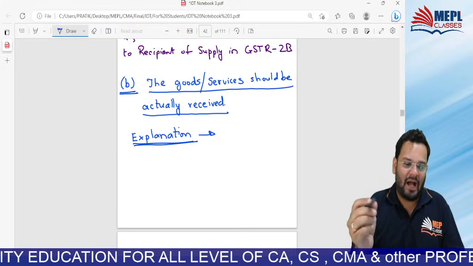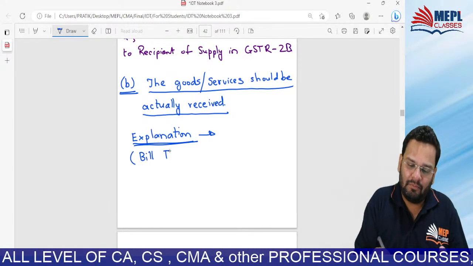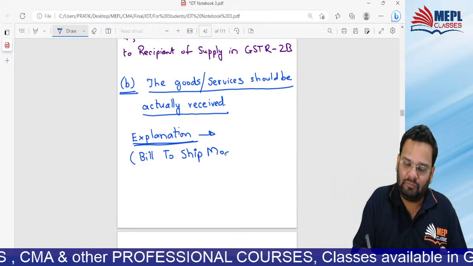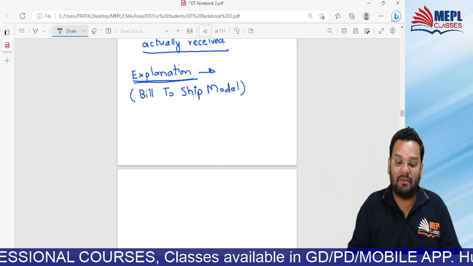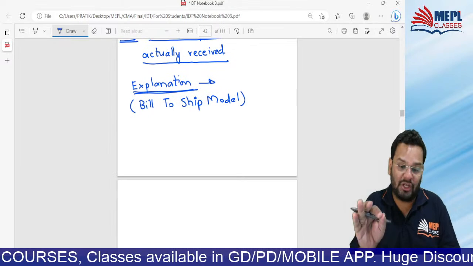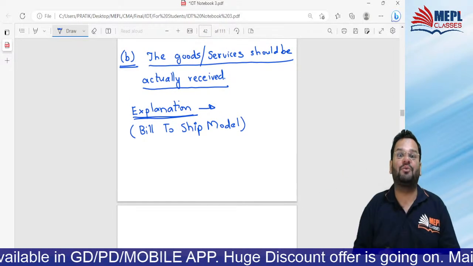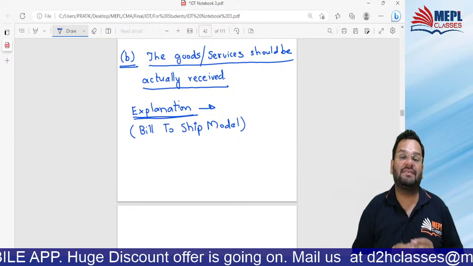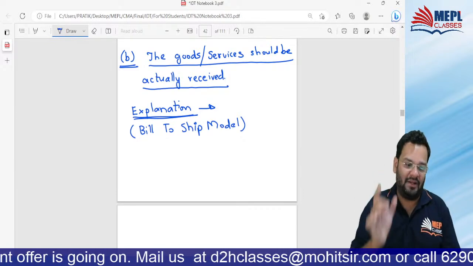So I will call this next diagram the bill to ship model. What will I call it? I will call this next diagram the bill to ship model. Once write in the chat window, what will I call it? We will call it the bill to ship model.